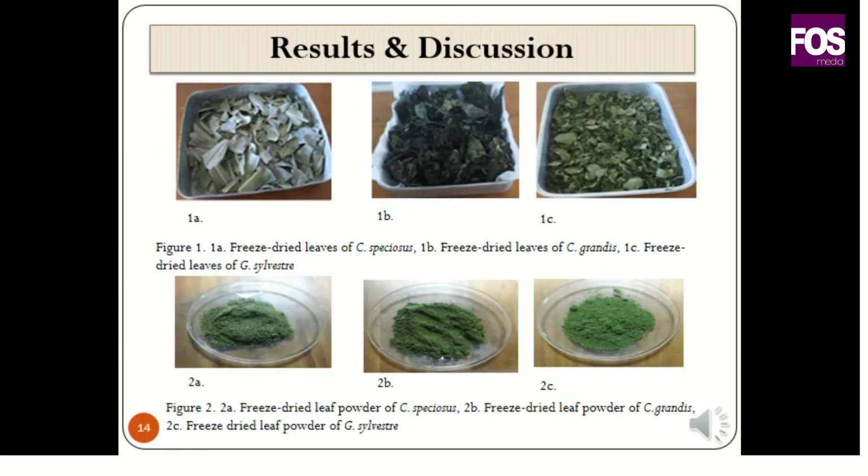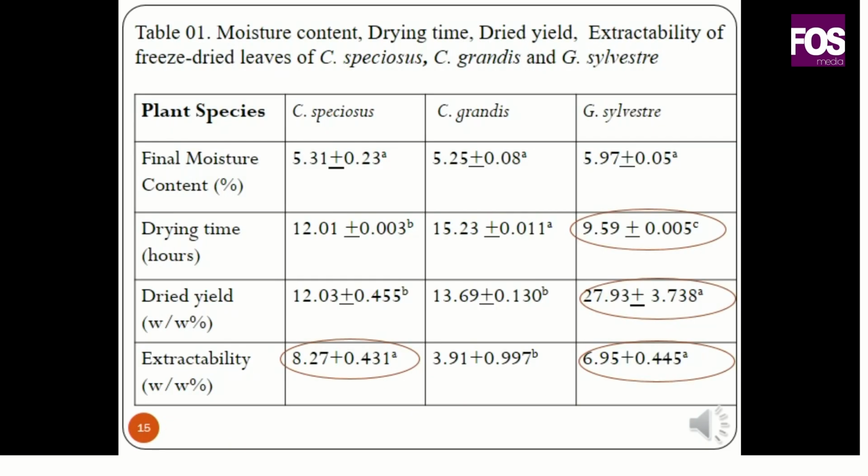Let me explain the results and discussion. In this slide, you can see the freeze-dried leaves of selected species before and after the grinding process. According to table 1, final moisture content of all plant leaves ranged between 5% to 6%. The lowest drying time and the highest drying yield were obtained by Gymnema sylvestre. The extract yield was high in both Costa species and Gymnema sylvestre.